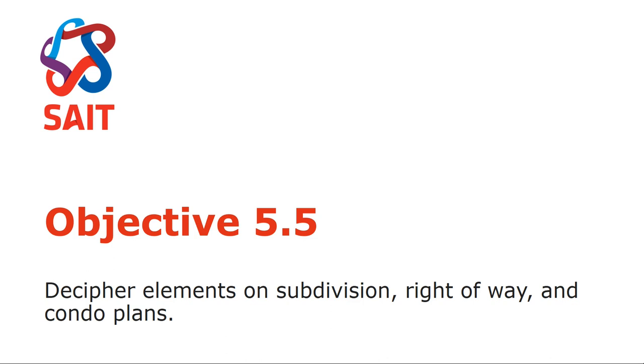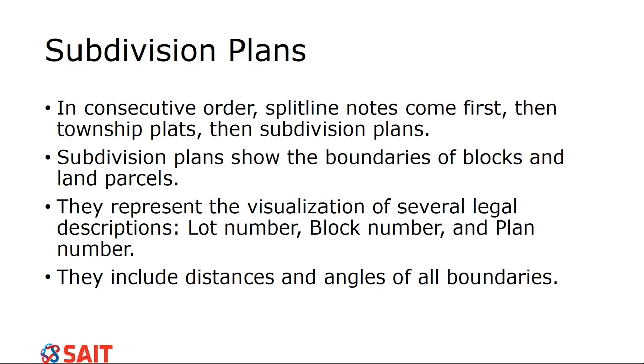Okay, so moving on to the last objective: subdivision, right-of-way and condo plans. For subdivision plans, the split line notes were the original, right? So they're the original data that was out there and placed out on the land. Then we have township plats, which cover a very large area of land. And then we have subdivision plans. Those come next in the hierarchy. Subdivision plans show the boundaries of blocks and land parcels that we are working with. So a block, a parcel, a lot, that's what the subdivision plans are indicating.